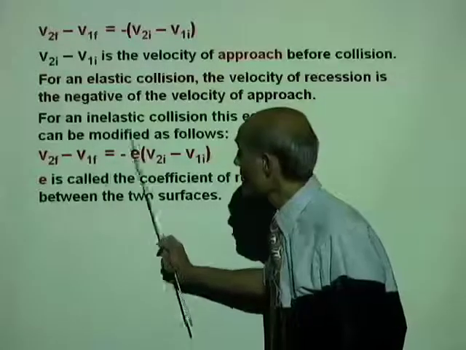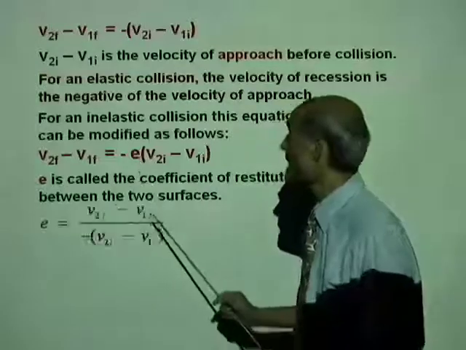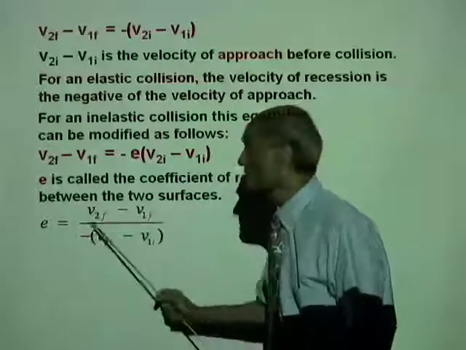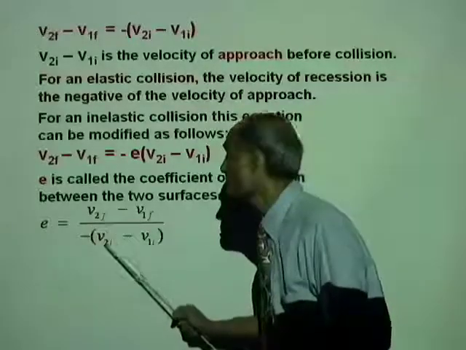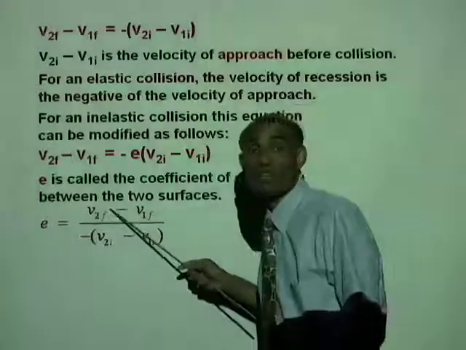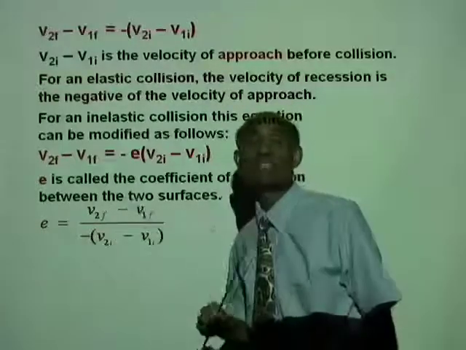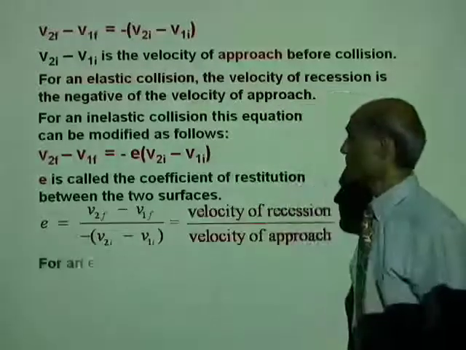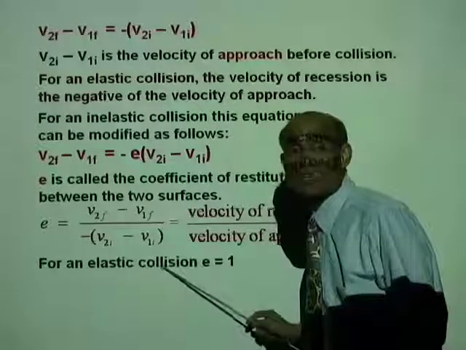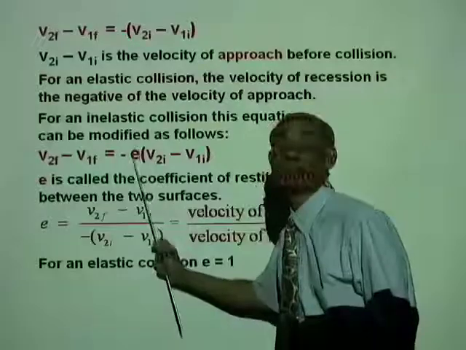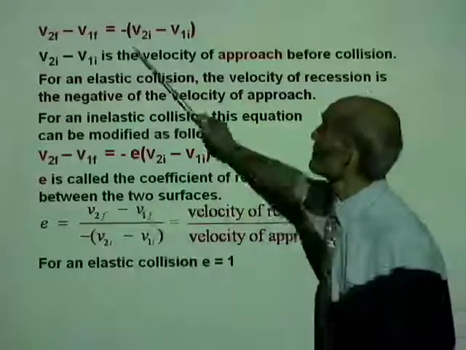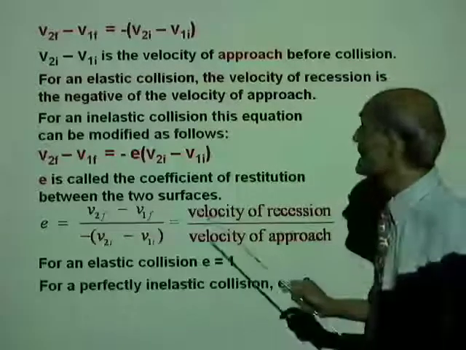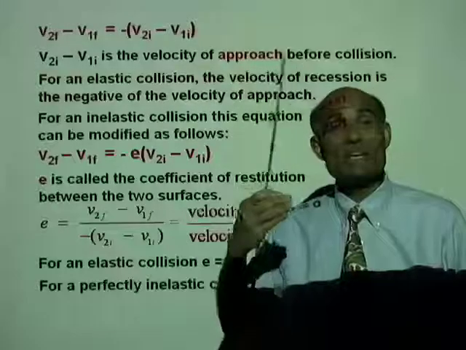So e, the coefficient of restitution, can now be written as e equals (V2F minus V1F) divided by negative of (V2I minus V1I): the velocity of recession divided by the negative of the velocity of approach. For an elastic collision, what is the value of e? e is 1. Is that right? For an elastic collision, e is 1. And for an inelastic collision, it will be less than 1.